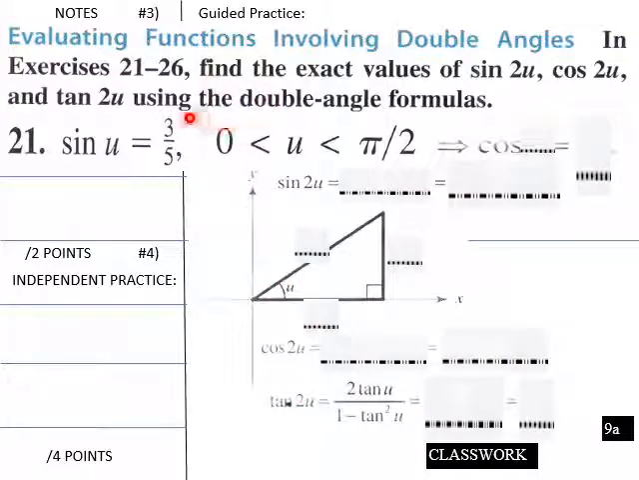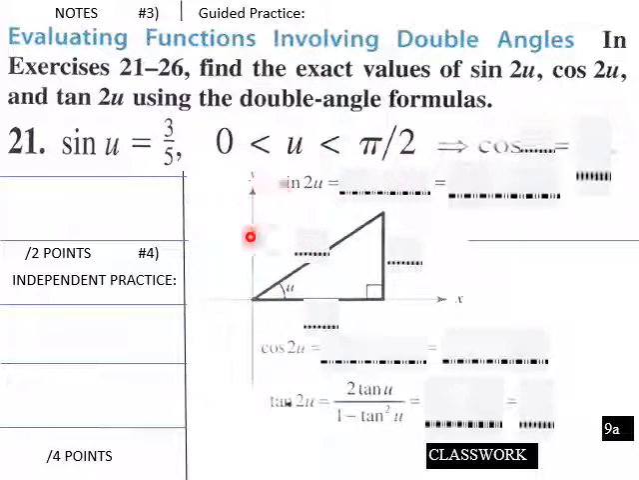Okay, let's try one now. In these exercises, find the exact values of sine 2u, cosine 2u, and tan 2u using the double angle formulas here. So we have sine u equals 3 over 5, 0 less than u less than pi over 2.